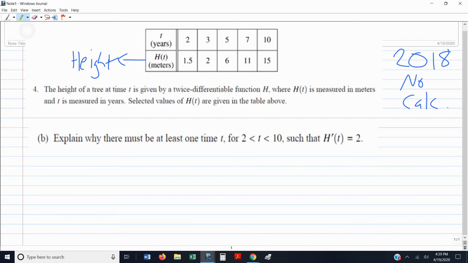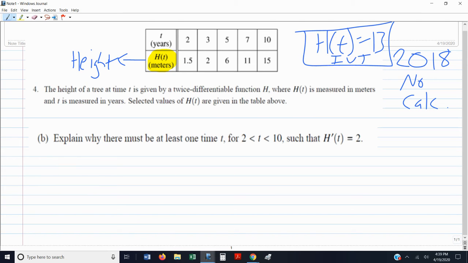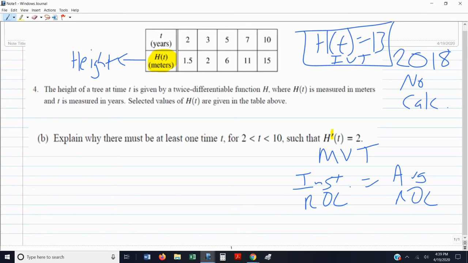Because the chart gives you h of t, if the question were, does the height ever have to equal 13? That would be an IVT question. And you would say, yes, the height is going to hit 13 in between those numbers. That's an IVT question. Because this has a prime, h prime of t, that is an MVT question. So the MVT, see if you can remember what the MVT says. It is that the instantaneous rate of change equals the average rate of change.